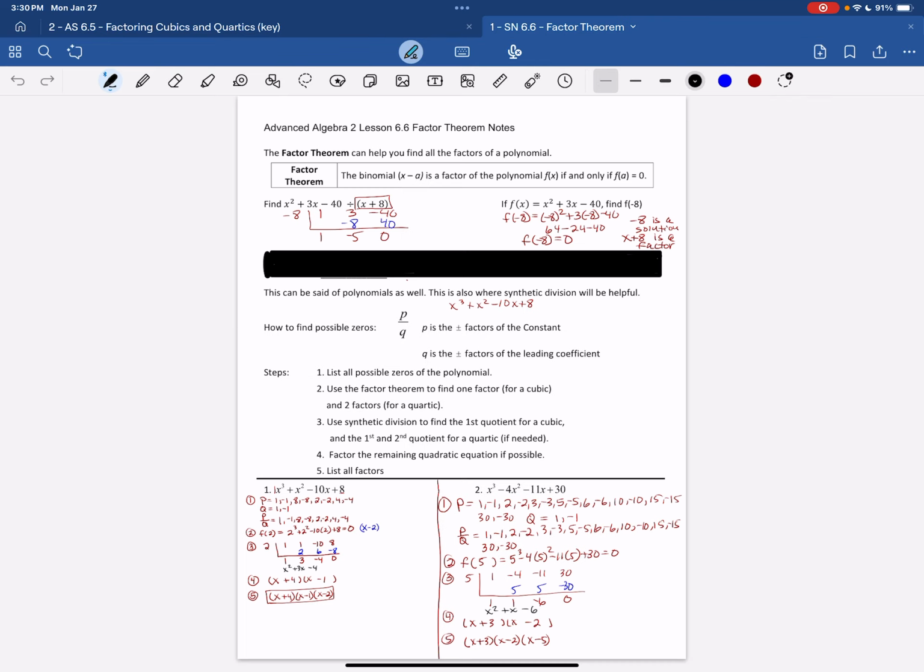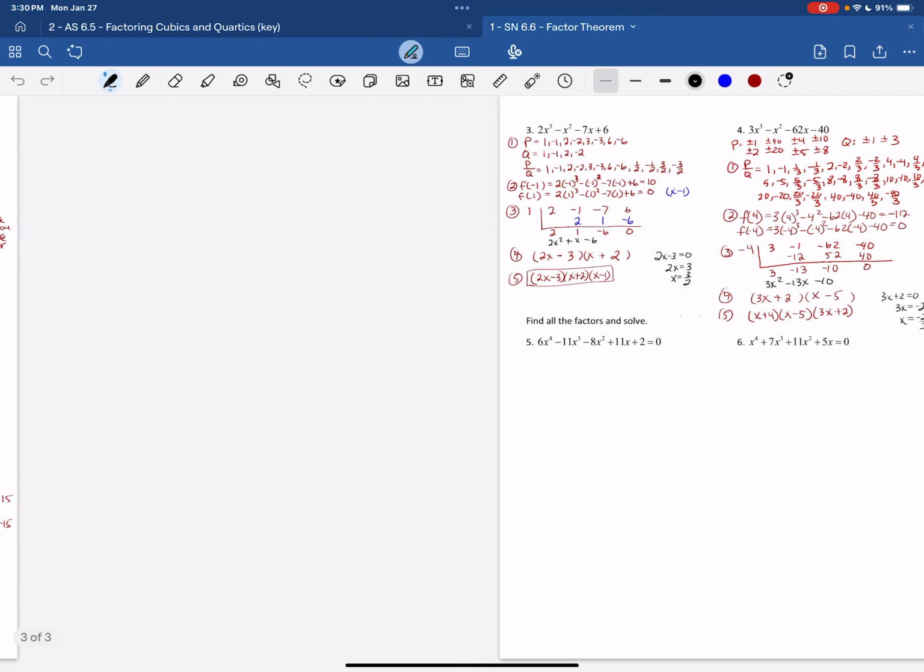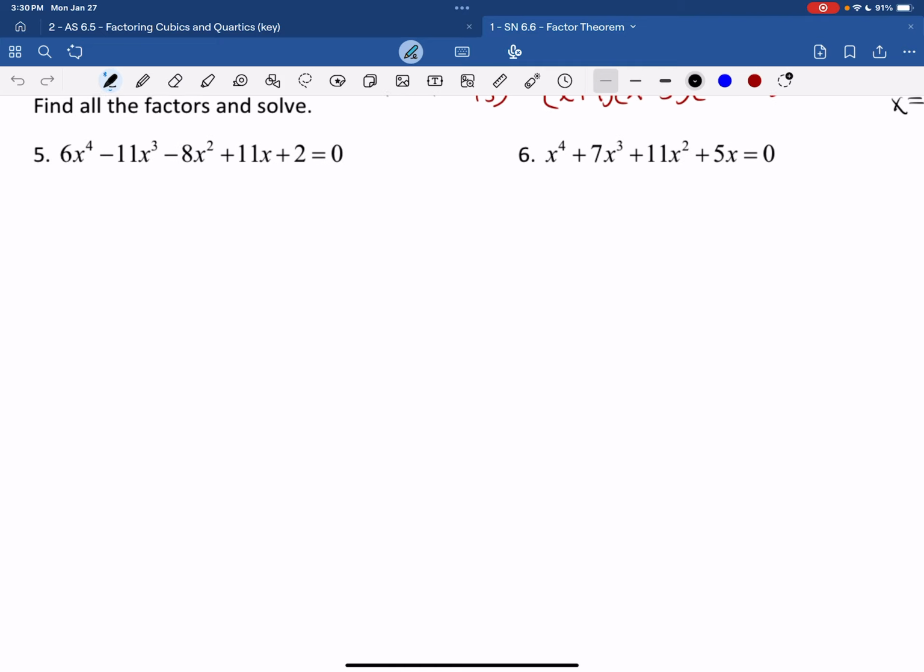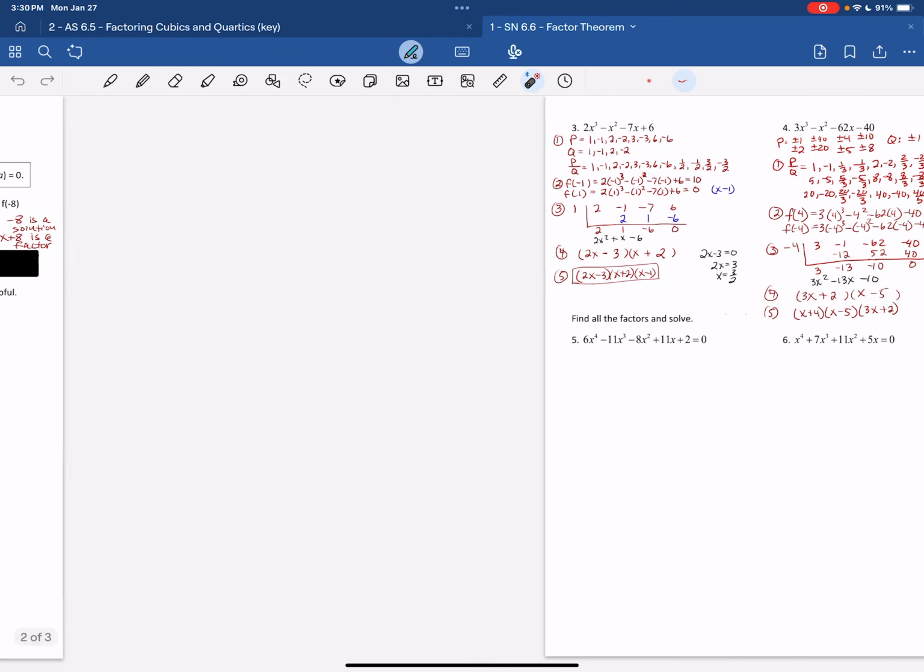So today we're going to do examples 5 and 6 together. I will explain how to deal with the situation where we have a 4 here, and then also we'll graph. Okay, so let's look back at our steps real quick.